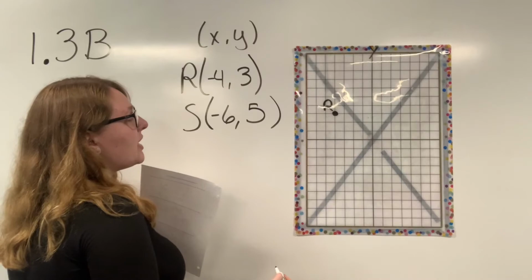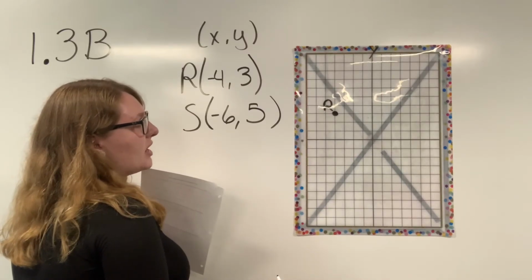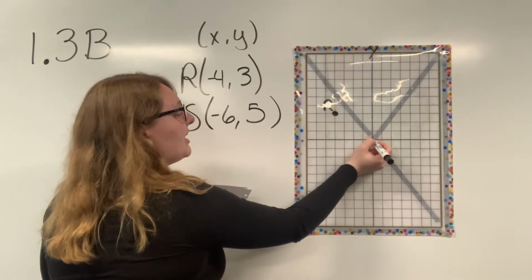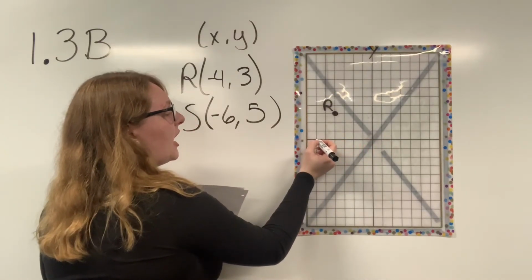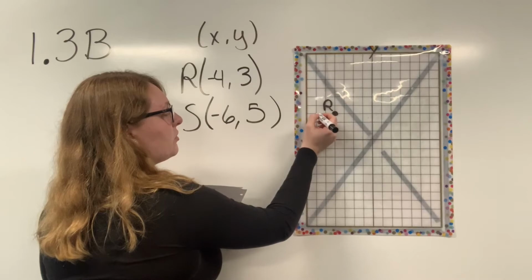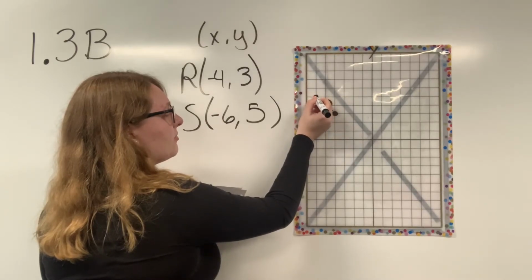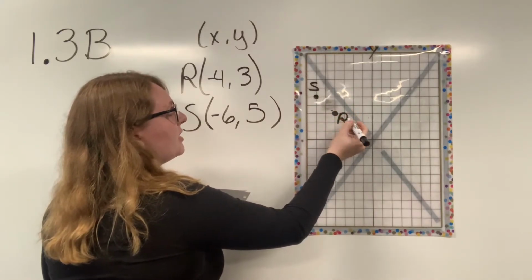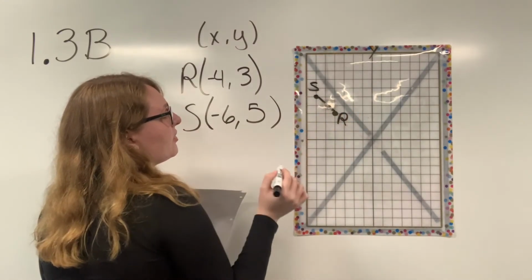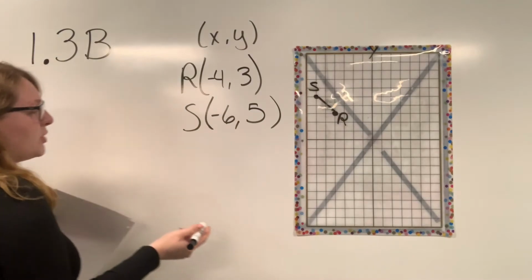For S, we have a -6 and a +5. So we're going to count left 6: 1, 2, 3, 4, 5, 6, and up 5: 1, 2, 3, 4, 5. Oops. I'll put the R on the other side. Since they are a segment, they are connected. So now let's find the midpoint.